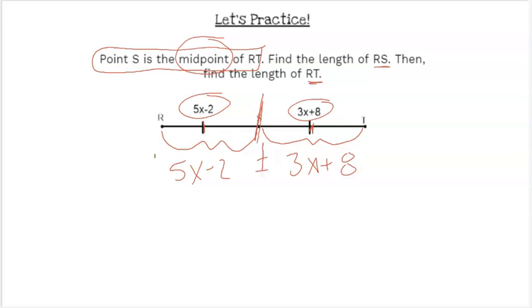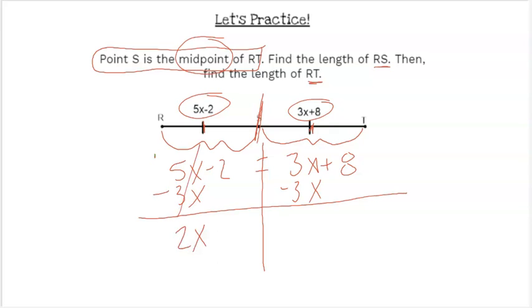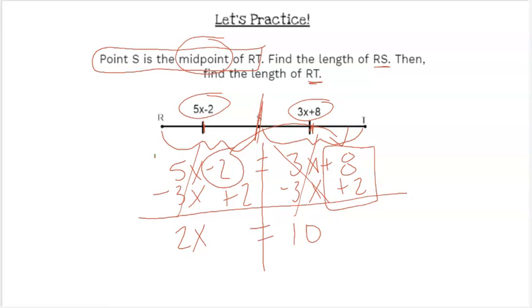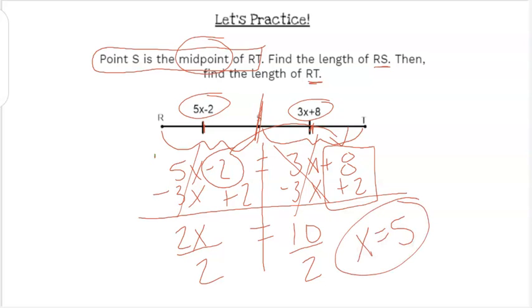Solve that equation. Going back to our linear algebra skills, undo the 3x with minus 3x on both sides to get our variable to one side. 5x minus 3x is 2x. 3x minus 3x is nothing. We want to get this minus 2 over here to join that 8, so we undo minus 2 with plus 2. 8 plus 2 is 10. 2x equals 10. Divide by 2 on both sides. x equals 5. But we have to be careful because we're not done.